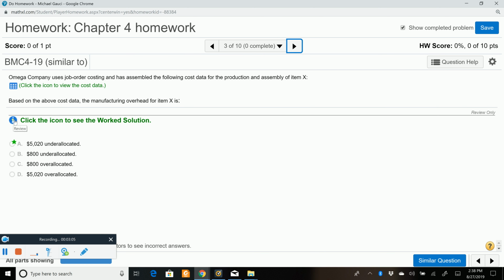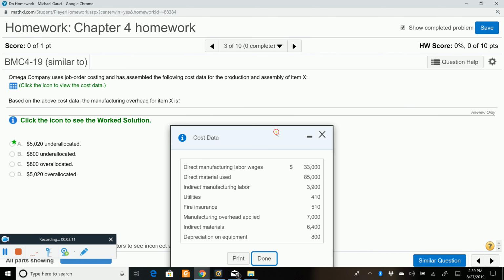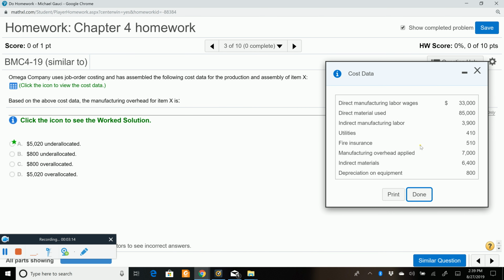All right, we have an example here. We have a company. They use job order costing. They've assembled the following data, basically, which we see here. We've got direct labor of $33,000, direct materials of $85,000, indirect labor $3,900, utilities $410, fire insurance $510, manufacturing overhead applied $7,000, indirect materials $6,400, and depreciation $800. And basically what we need to do is calculate the manufacturing overhead, whether it is over applied, or I should say over allocated or under allocated.